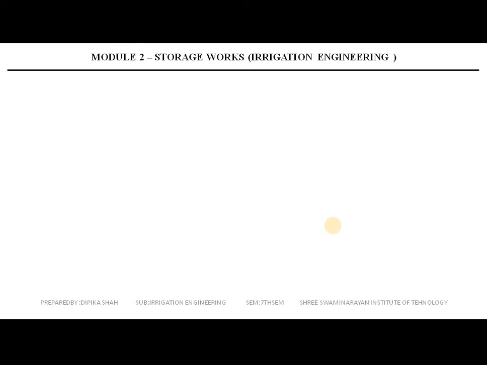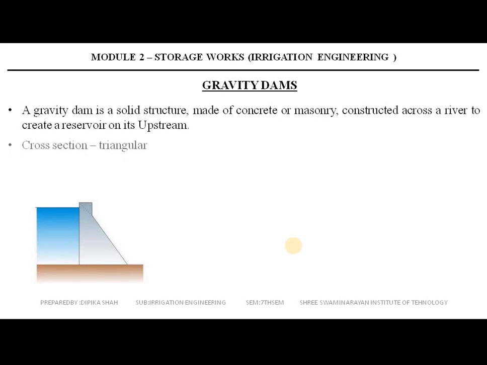Now we will study the gravity dam. Before starting the gravity dam, I would like to discuss what is a gravity dam. A gravity dam is a solid structure made of concrete or masonry constructed across a river to create a reservoir on the upstream side. A gravity dam is one in which external forces such as water pressure, wave pressure, silt pressure, uplift pressure, etc.